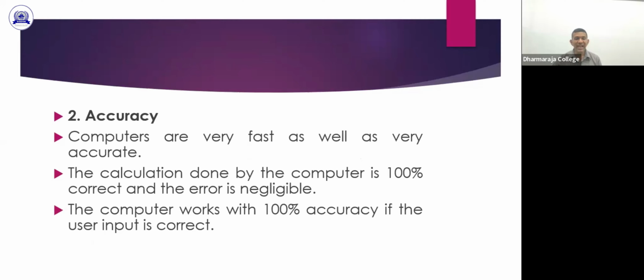Next one is accuracy. If I give you 10 questions, sometimes you may make 1 or 2 mistakes, right? But the computer always gives you 100% correct answers. So we now know one feature is that the computer is very fast, as well as very accurate, everyone. The calculations done by the computer are 100% correct, and errors are not available.